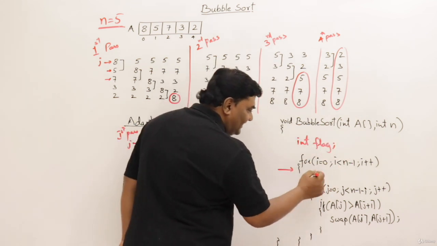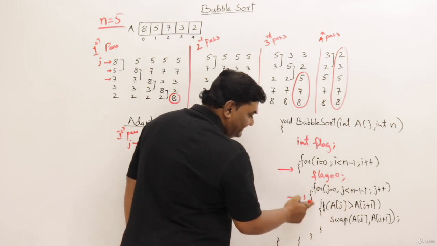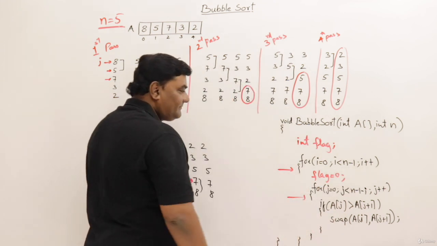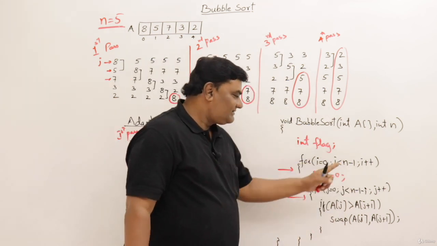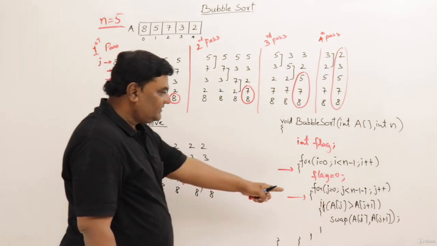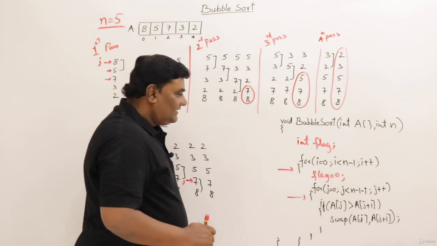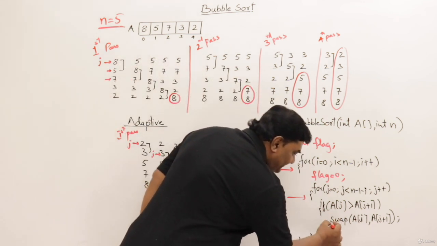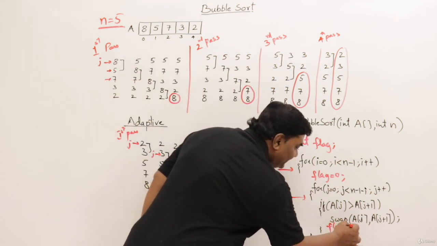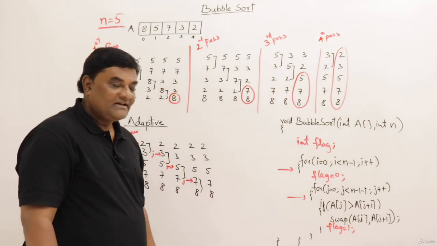This flag variable, I will initialize it to 0 before entering into a pass. This loop is performing a pass, right? This is for repeating the passes. This loop is for comparison. See, just now we have done all these. So this is happening in this one. So before starting this, make flag as 0. And if any swap is happening, make flag as 1, meaning there is some swapping done.